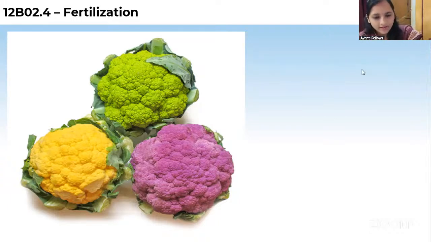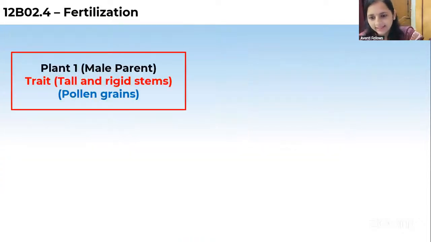Now let us study how artificial hybridization is done. First we have to select the parents, which have the dominant characters we want. For example, plant one, the male parent we are taking, has a tall and rigid stem. Yes, dragon fruit, okay Nikita. The plant that we are selecting as the male parent has the trait of being tall and having a rigid stem.